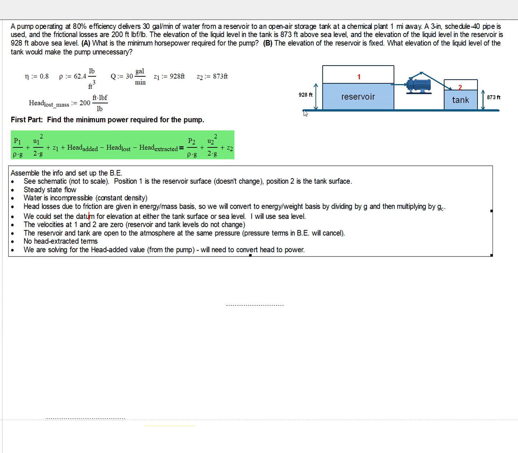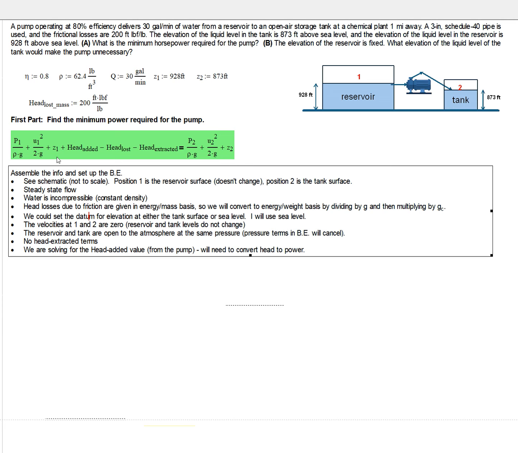Elevations. I'm going to set my datum to be sea level, right? If you like, you could set the datum to be the level of the tank, but again, we're going to be solving for the tank level later, so I'd rather keep everything consistent by setting my datum at sea level. So Z1 is going to be 928 feet. Z2 in the first part of the problem is going to be 873 feet.